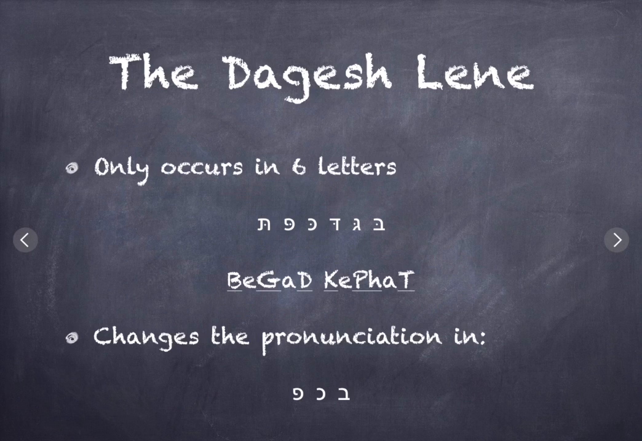Now in ancient Hebrew, the Lene changed the pronunciation for all 6, but in modern pronunciation, the pronunciation is only changing the 3 Begad Kafat letters that I'm circling down below. And I encourage you to look at your beginning grammars to see how they change those letters in their pronunciation.